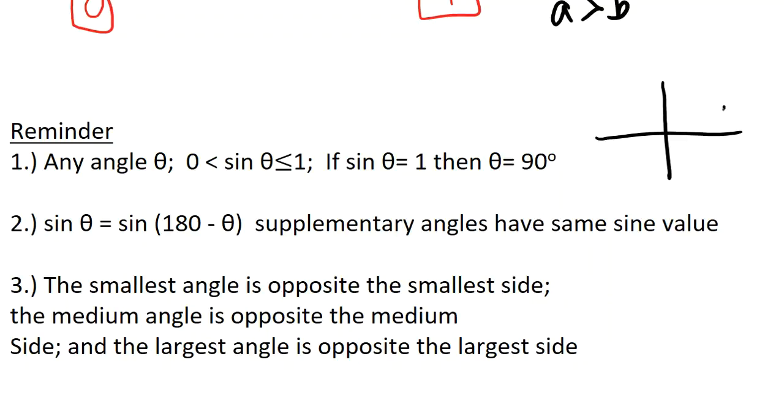Let's say that we have 30 degrees right here. We know that's going to have the same value at 150 degrees because the reference angle will be 30 degrees. So that's 180 minus 30. And the last one, you probably remember this from last year, is the smallest angle is opposite the smallest side, the medium angle opposite the medium side, and the largest angle opposite the largest side.